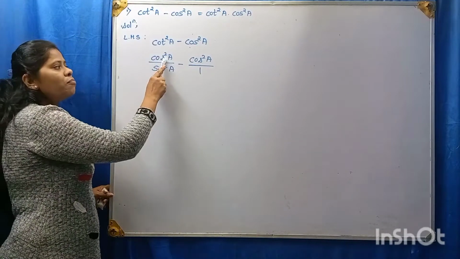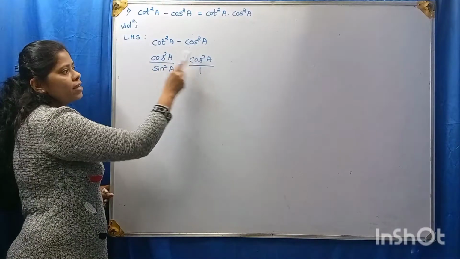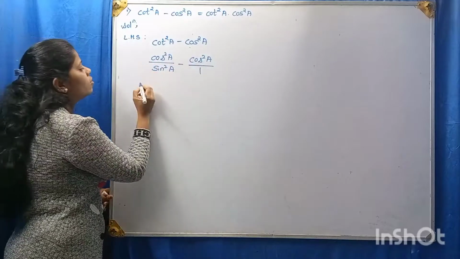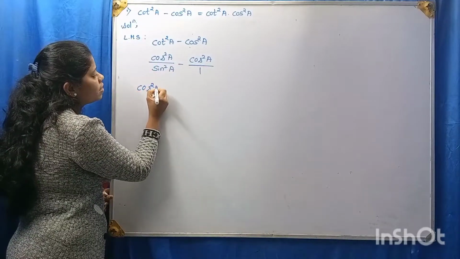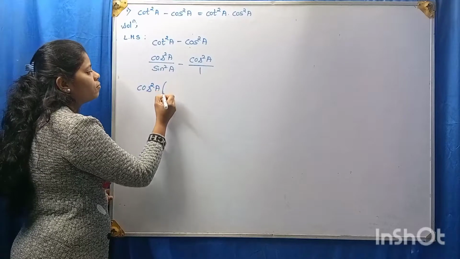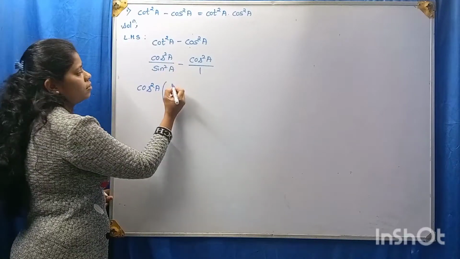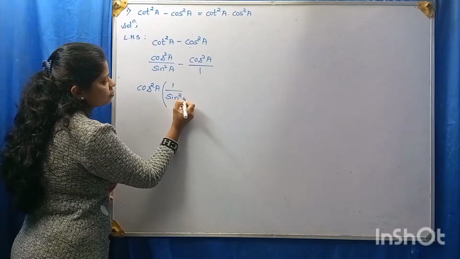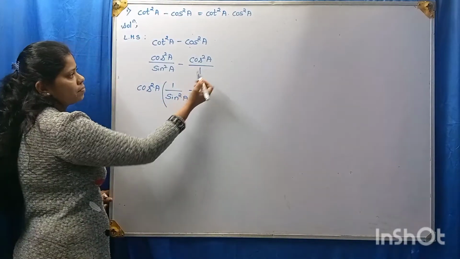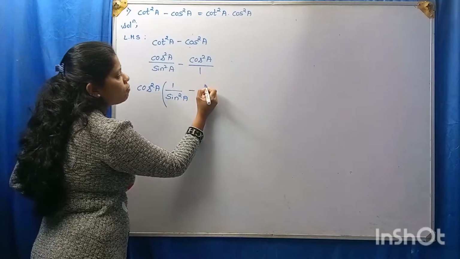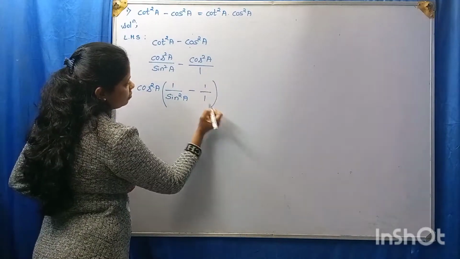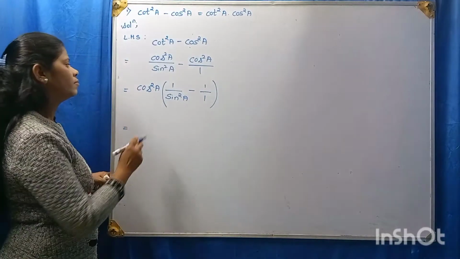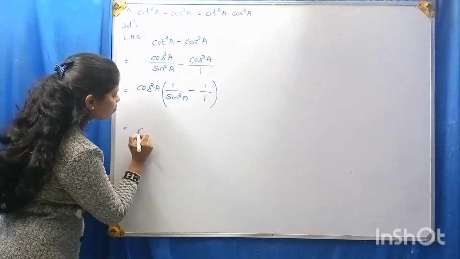Okay? Now observe here, cos square A, it is common. So let me take common. Cos square A, let me take common. What is the remaining term? 1 divided by sin square A minus. What will remain here? 1. 1 by 1. Now, cos square A, let me write as it is.